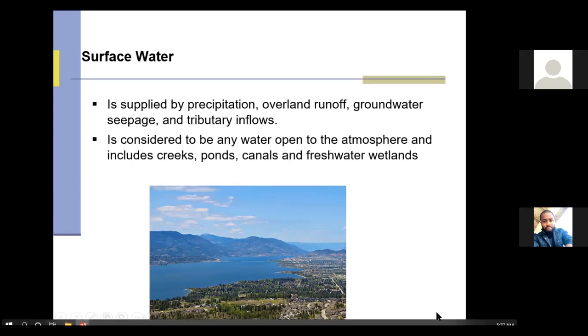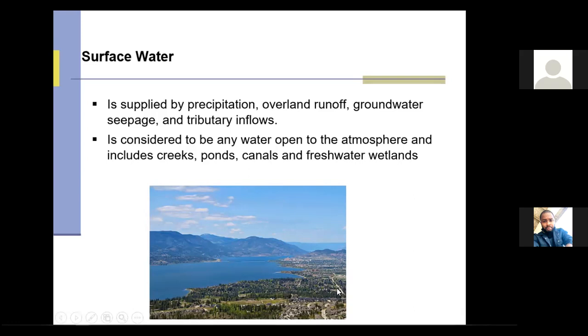It's moderately hard water. It's not super soft, it's not super hard. So when we talk about surface water, it's rainwater, it's snow melt, it's some runoff. It hasn't been in the ground at all, or only for a very, very short period of time. So it's open to the atmosphere. And again, these are the creeks, ponds, canals, wetlands, whatever it is. If you can see it, it's surface water.